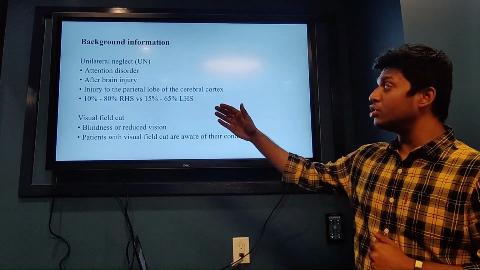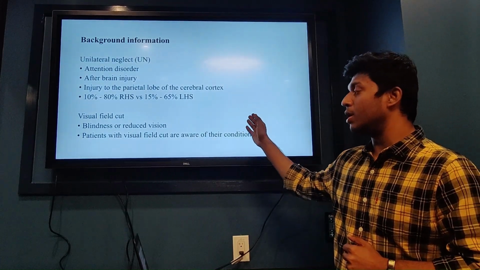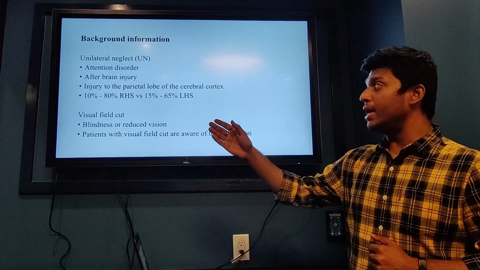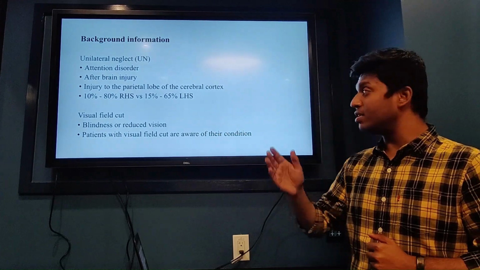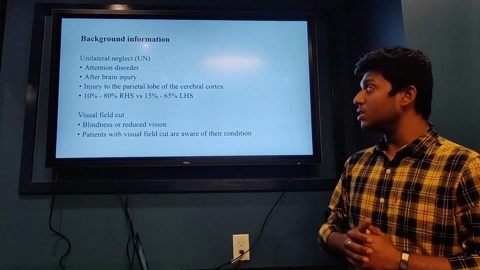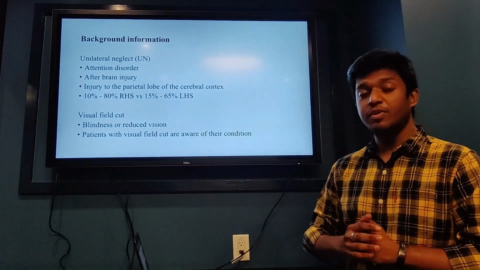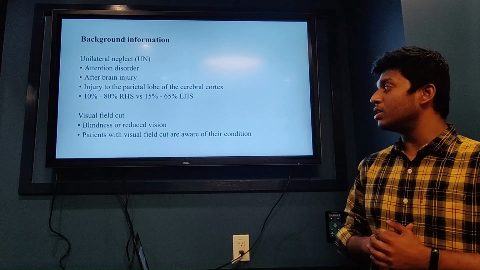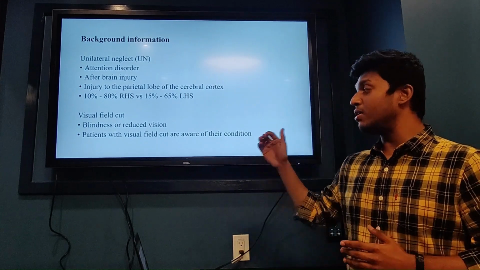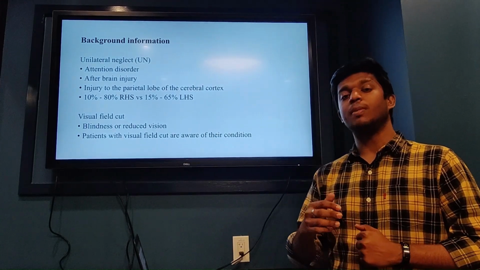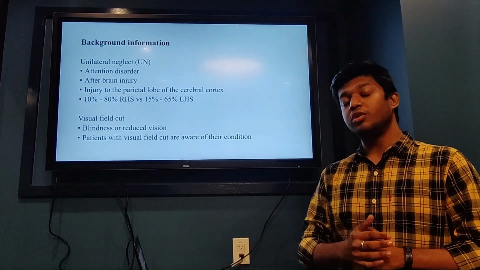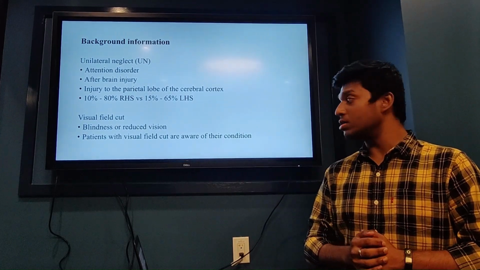It occurs after an injury to the parietal lobe of the cerebral cortex, and about 10 to 80% of people who have a right hemisphere stroke are affected by this, versus only 15 to 65% of people who have a left hemisphere stroke. The second disorder is visual field cut, which is blindness or reduced vision that is caused by damage to the optic nerve or the optic radiations.